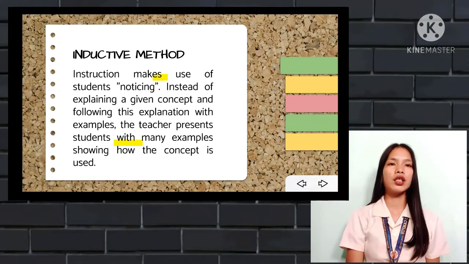Inductive method is more on student-centered. Students need to learn new things and gain knowledge by themselves. So for example, give the students a sample of a poem with shape. Don't tell the students what we are going to learn at the start. Students will read the poem and find shapes.